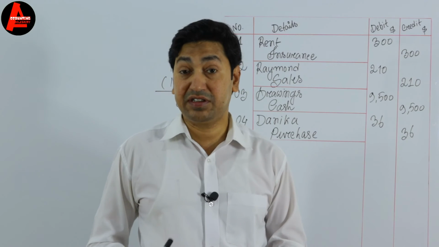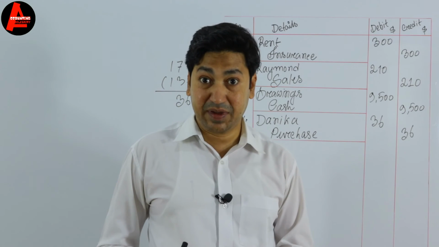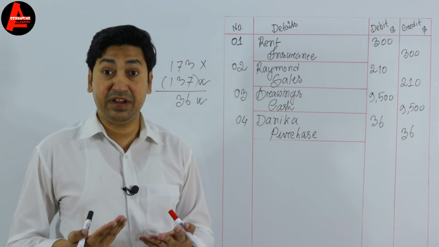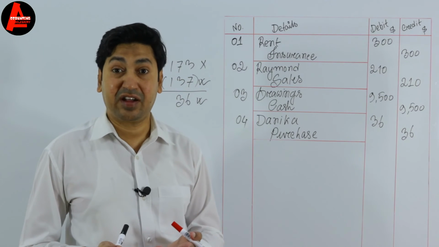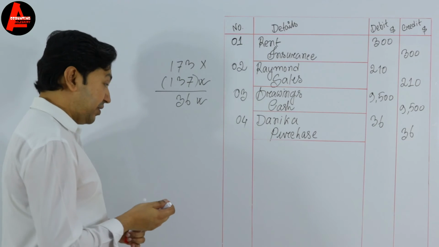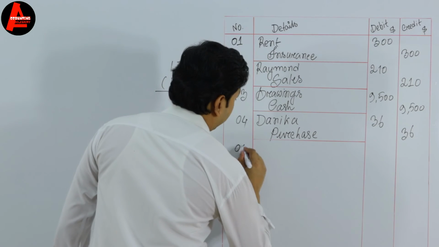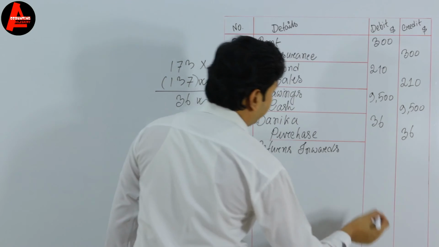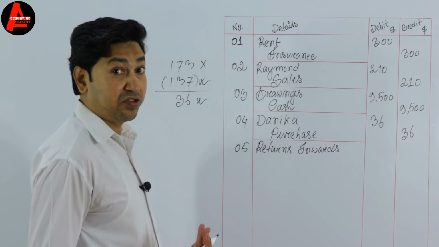You know, return inwards is an expense account. Yeah, it is an expense. Okay, so when you record expense, expense will be debited. It has a normal debit balance. Yeah, so we will write here number 5, returns inwards account to be debited. Yeah, so what account will be credited now?